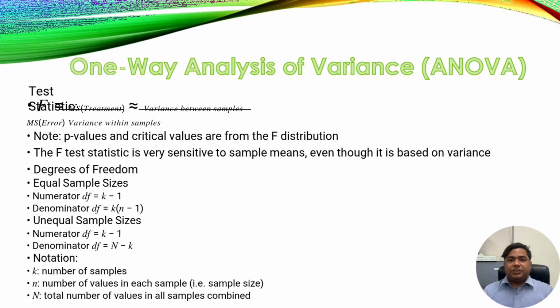The F test statistic is calculated as the ratio of variance between samples to variance within samples. It is sensitive to sample means. Degrees of freedom differ based on sample sizes. For equal sizes, numerator degrees of freedom is k minus 1, denominator degrees of freedom is k(n minus 1). For unequal sizes, numerator degrees of freedom is k minus 1, denominator degrees of freedom is N minus k.